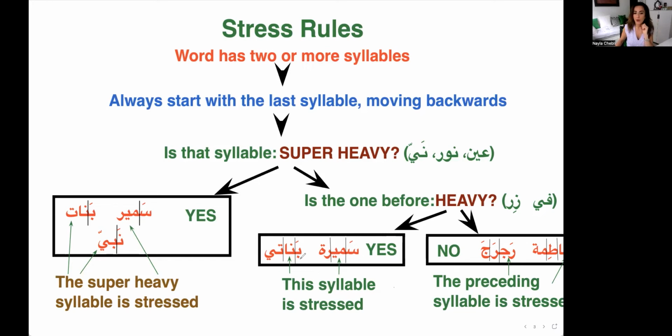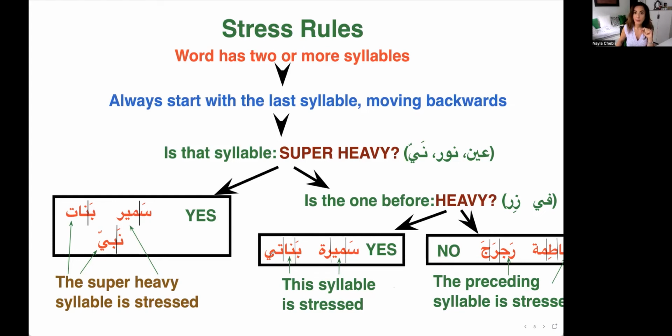Another example. Banati. Here we saw the word banat, which means girls. Now, if I want to say my girls, banati, the stress changes. Ti, we had figured out that the last syllable is not a super heavy syllable because it's made up of a consonant and a long vowel. It's not super heavy. So I move to the preceding syllable. Na. Ba, na, ti. Na is the preceding syllable to the last one.